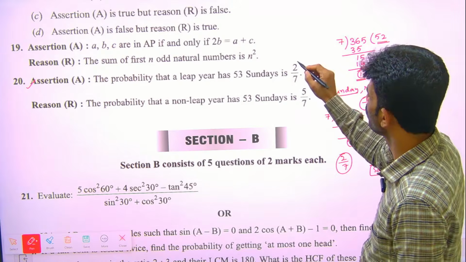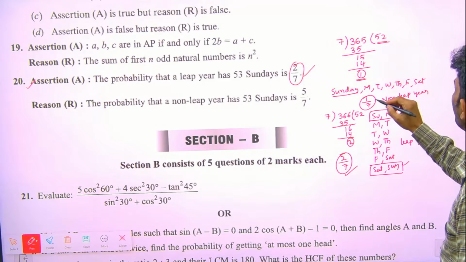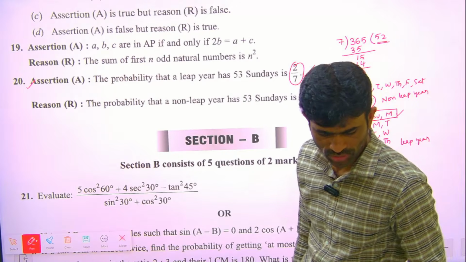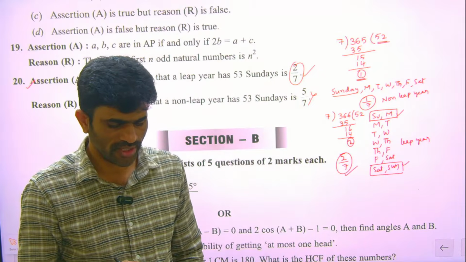They said for a leap year 2 by 7, we also got 2 by 7, so the assertion is correct. For a non-leap year we got 1 by 7, but they gave 5 by 7, which is wrong. So the assertion is true, the reason is false. Did you understand this?